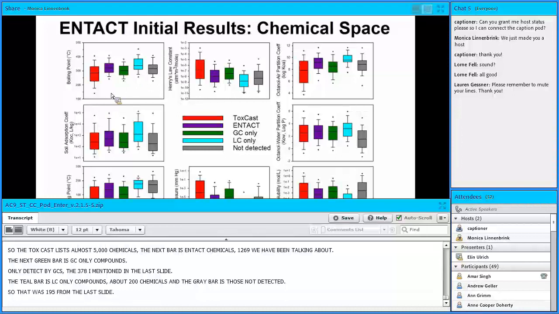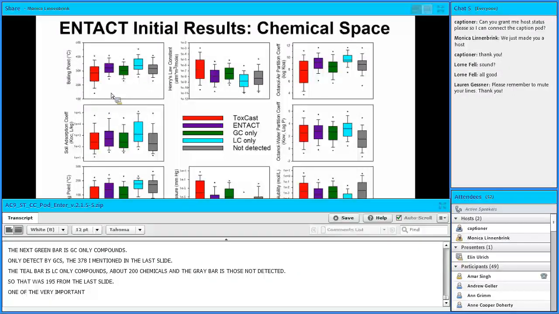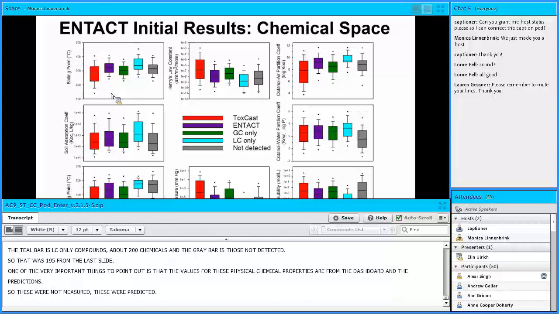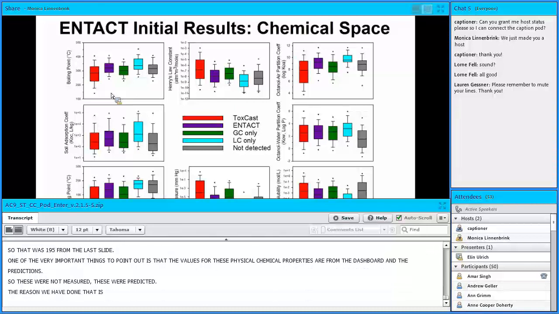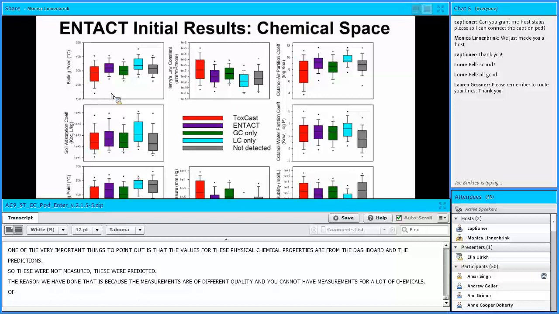One of the very important things to point out is that the values for these physicochemical properties are from the dashboard and the OPERA predictions. So these were not measured, these were predicted. And the reason we've done that is because the measurements are of different quality, and you cannot have measurements for a lot of the chemicals. So of the 5,000 in ToxCast, there were less than 100, maybe even less than 50, that we did not have predicted values for.